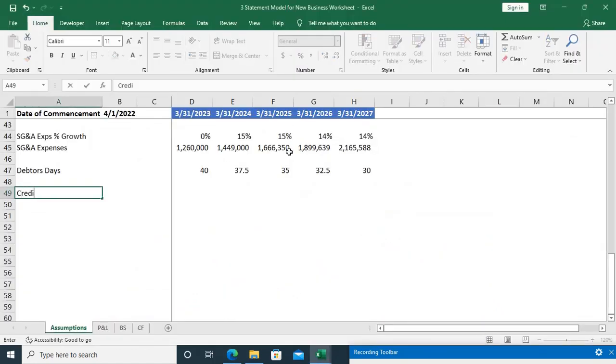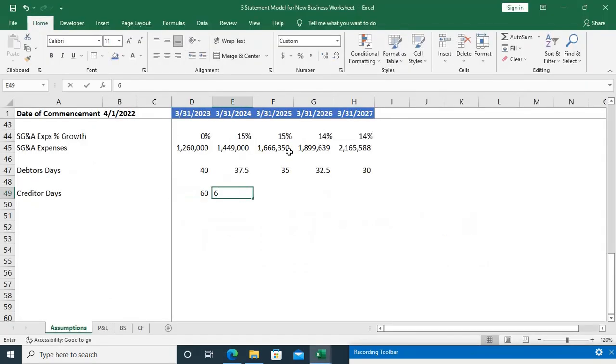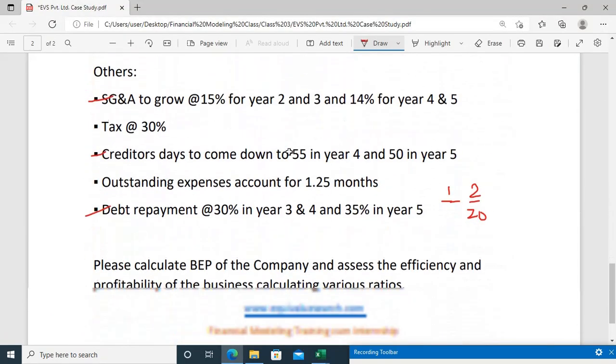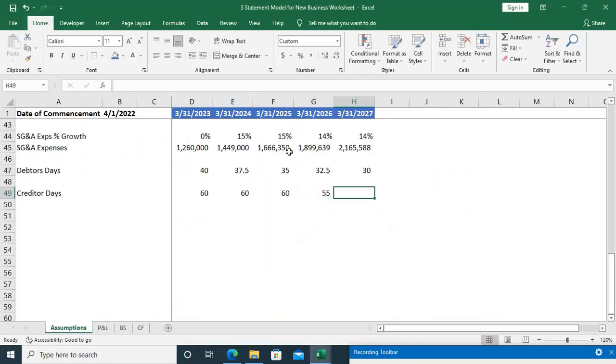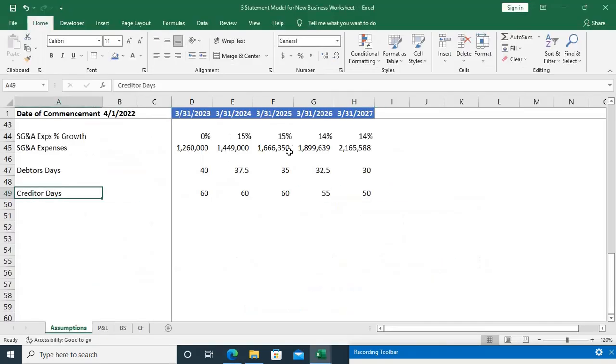Yes, it is currently at 60. So creditor days, you can make it up to you. We have only one creditor, so your creditor days were 60 days, 60 days, 60 days. Then it became 55 days in the fourth year, and then 50 days, as it is given here. So creditor days we have listed down.